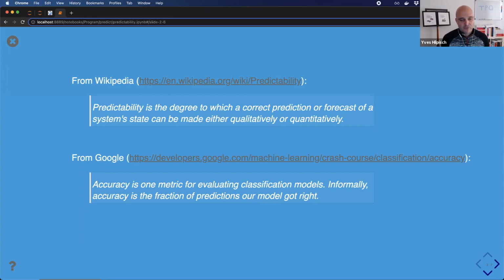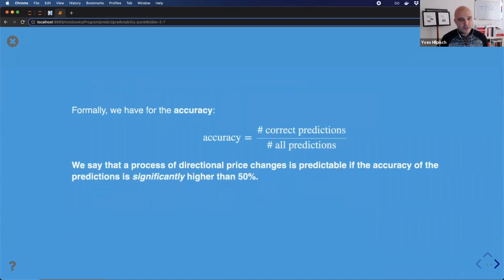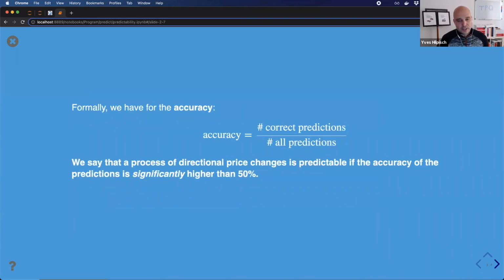Informally, accuracy is the fraction of predictions our model got right. So we have the number of correct predictions over the total number of all predictions, right? So these are two important concepts in this context. Here you see the definition written out: accuracy is the number of correct predictions over the number of all predictions. So we say that a process of directional price changes is predictable, and I leave this intentionally kind of vague, if the accuracy of the predictions is significantly higher than 50%. Otherwise, you would be in the business of tossing a coin, going to the casino, playing roulette and betting on red and black.